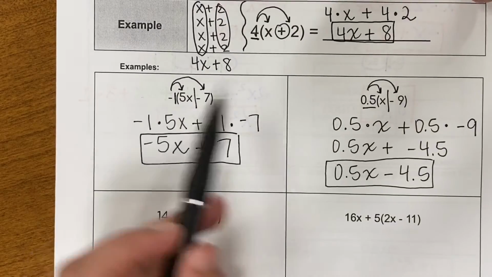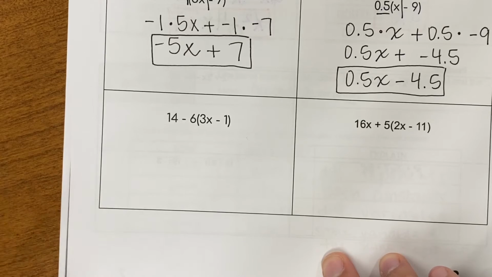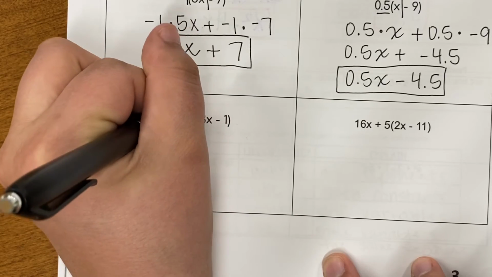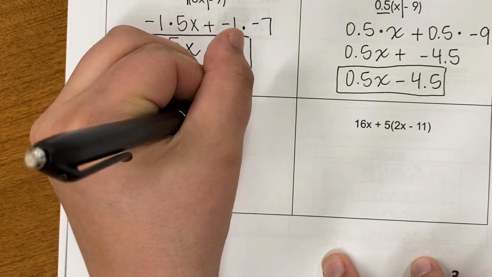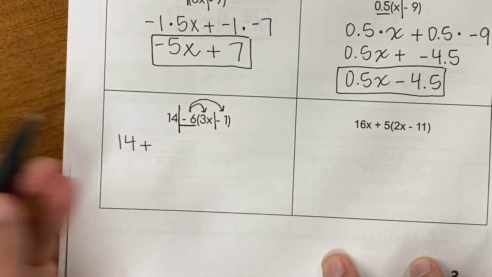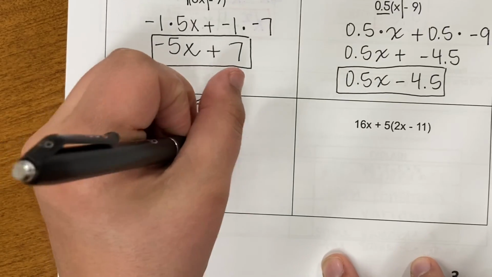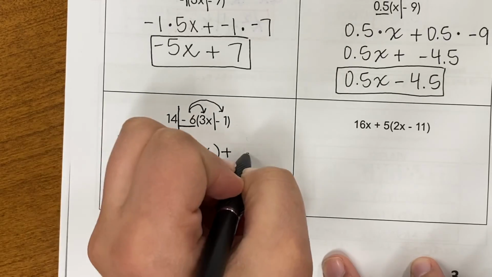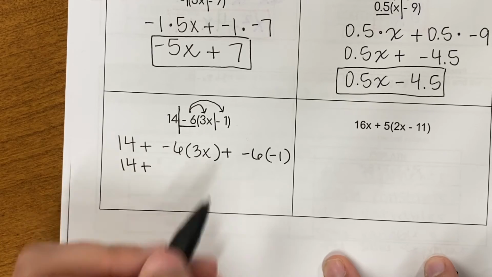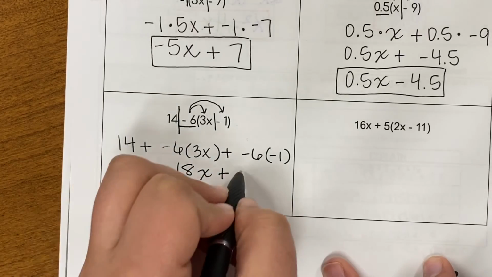Now that we know how to distribute values to the terms inside our parentheses, now let's do an example where I'm going to distribute and then simplify. So, for example, in this problem here, I'm going to distribute negative 6 to both terms inside my parentheses. So, I'm going to have 14 all by itself plus negative 6 times 3x plus negative 6 times negative 1. So I have 14 plus negative 6 times 3x, which is negative 18x, plus negative 6 times negative 1, which is equal to 6.